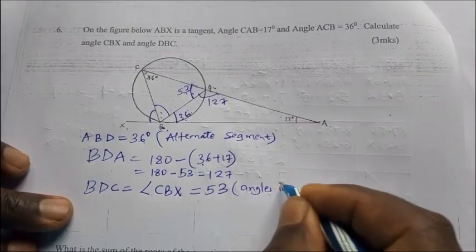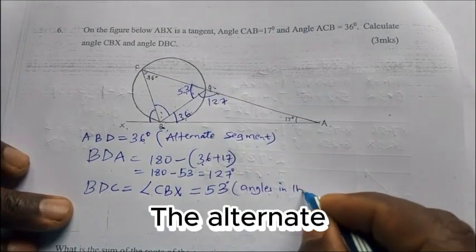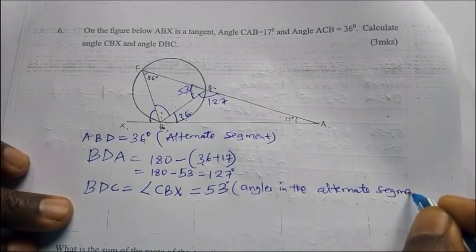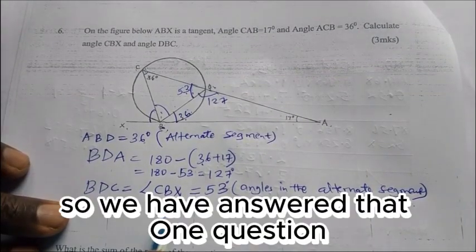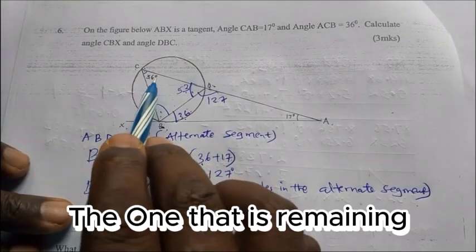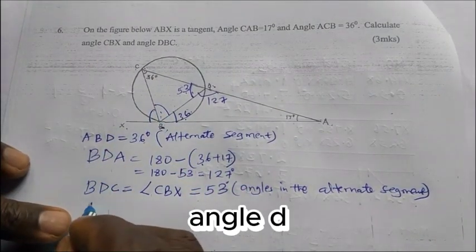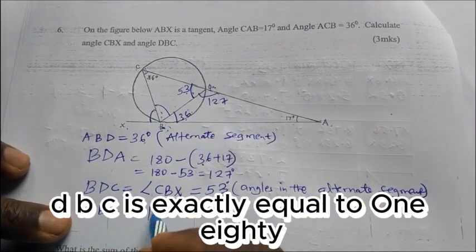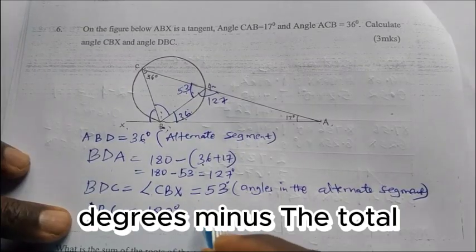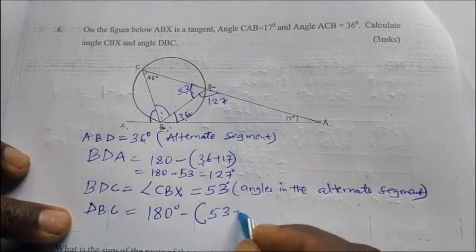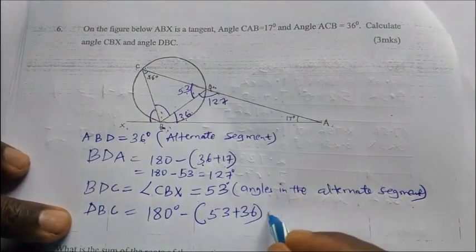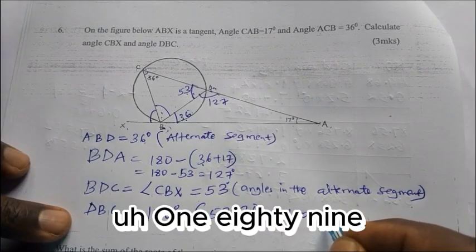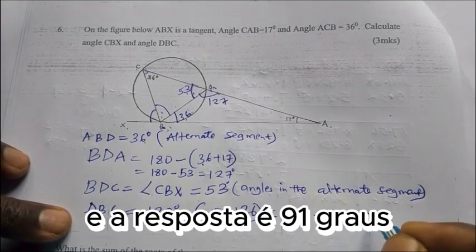Angles in the alternate segment. That is the reason. So we have answered that one question. The angle that is remaining, now we know angle DBC, angle DBC is exactly equal to 180 degrees minus the total, which is 53 plus 36, which is equal to 180 minus 89, and the answer is 91 degrees.